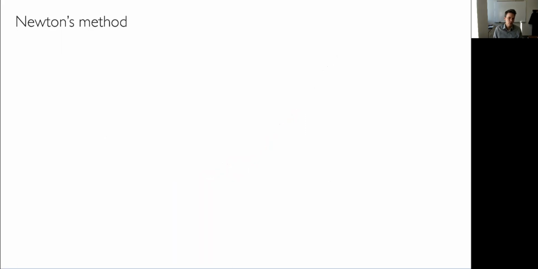Finally, let's extend this to n dimensions because we're going to actually use this in optimization. And we're never going to optimize with one variable. We're going to optimize with many variables. So we want to make sure we can use Newton's method in many variables.